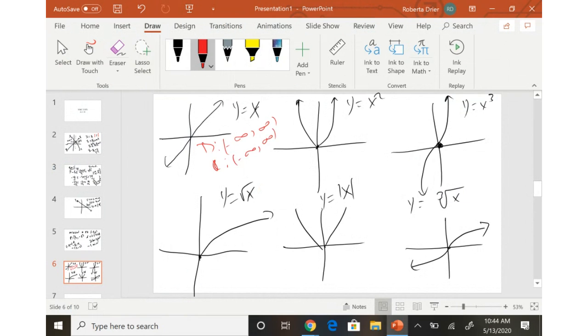What about the domain and range of the next one? For domain, I got negative infinity to infinity. What's the range? I got 0 to infinity. Now, with the 0, we want to make sure we put that in brackets, right?